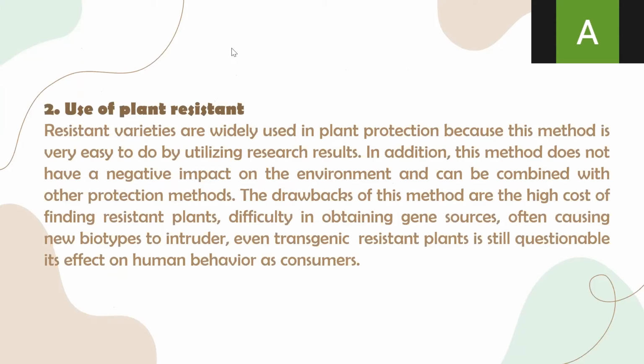Number 2 is use of plant resistance. Resistant varieties are widely used in plant protection because this method is very easy to do by utilizing research results. In addition, this method does not have a negative impact on the environment and can be combined with other protection methods. The drawbacks of this method are the high cost of finding resistant plants, difficulty in obtaining gene sources, often causing new biotypes to emerge. Even transgenic resistant plants are still questionable regarding their effect on human behavior as consumers.